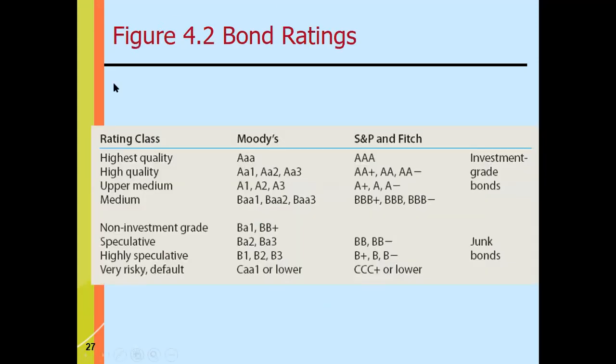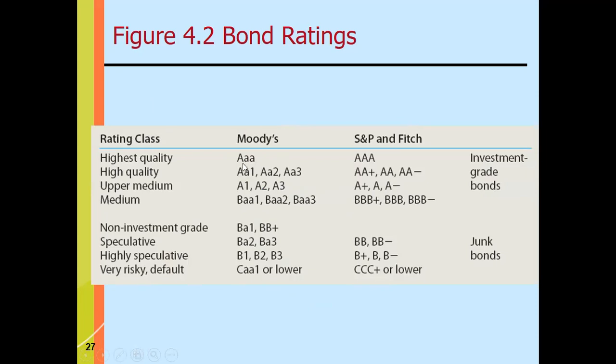For bond ratings, the definition for rating class goes from highest quality to medium. For Moody's, S&P and Fitch, you can notice that there are differences in terms of the capitalization and lower casing of the characters. But you can notice also that they are similar.